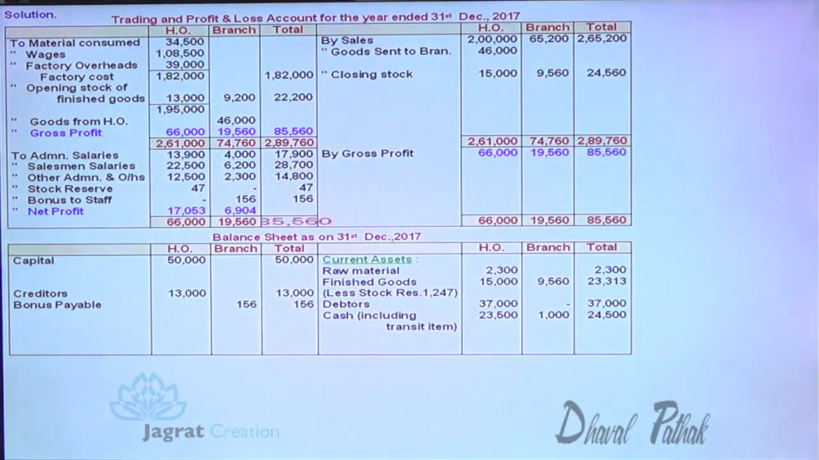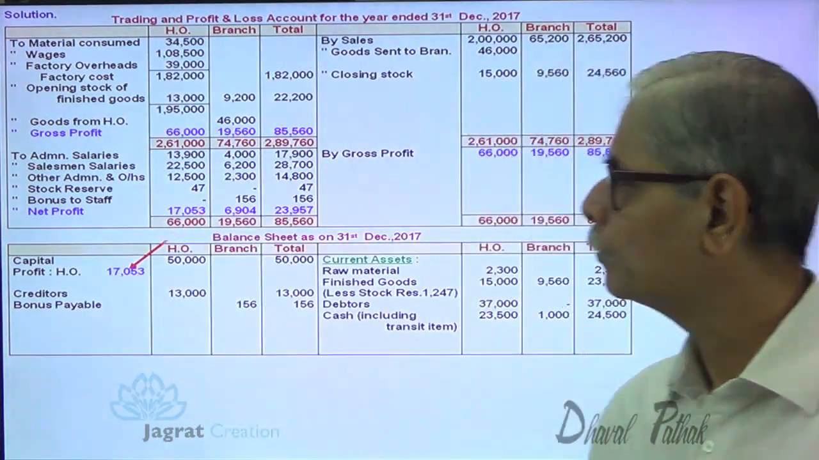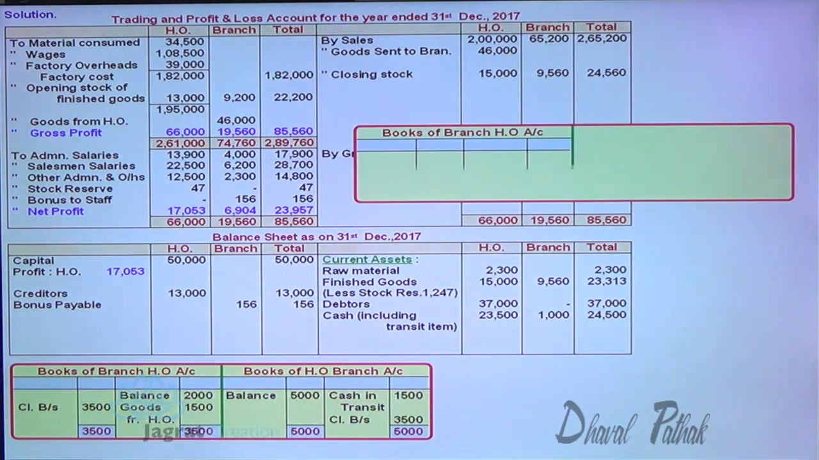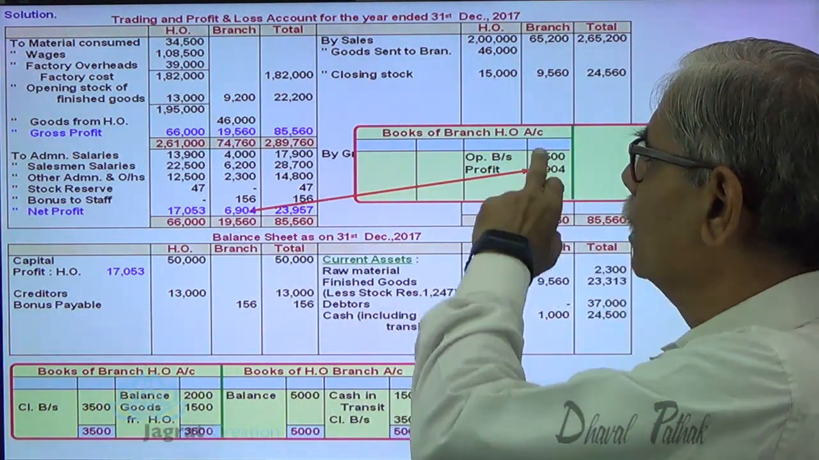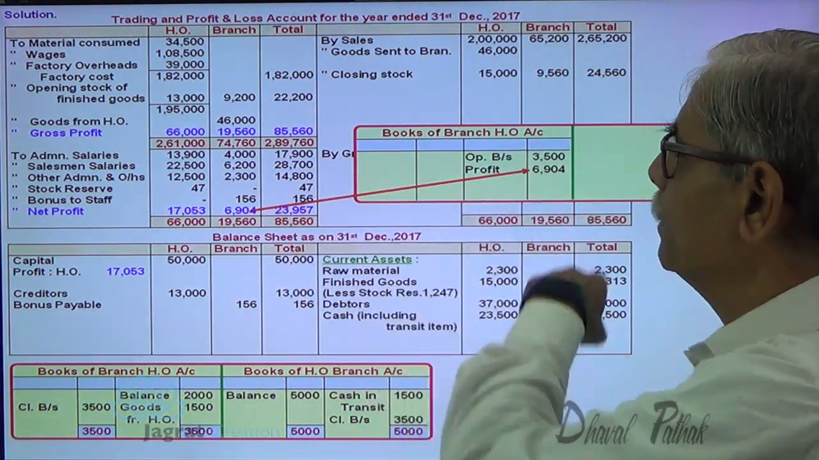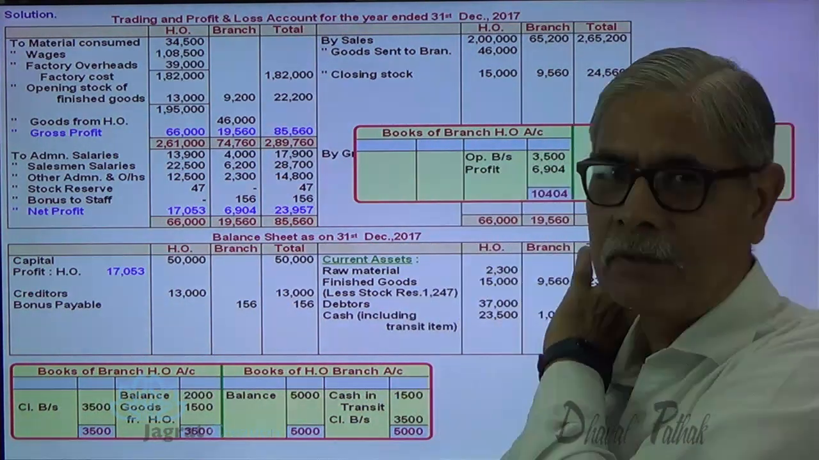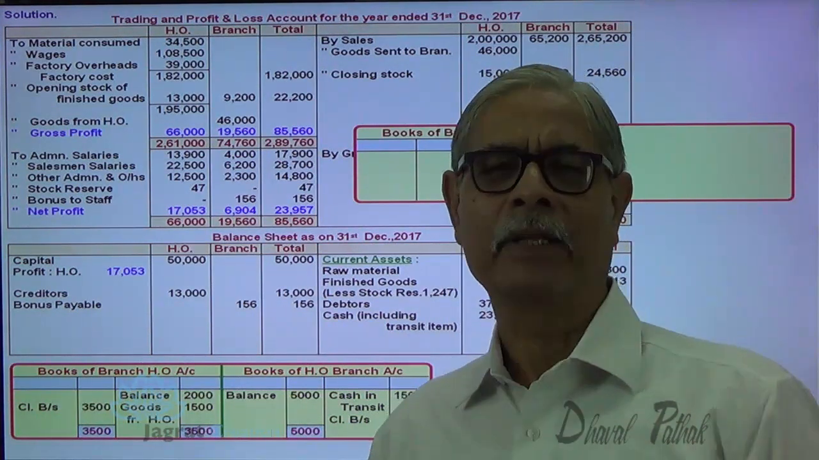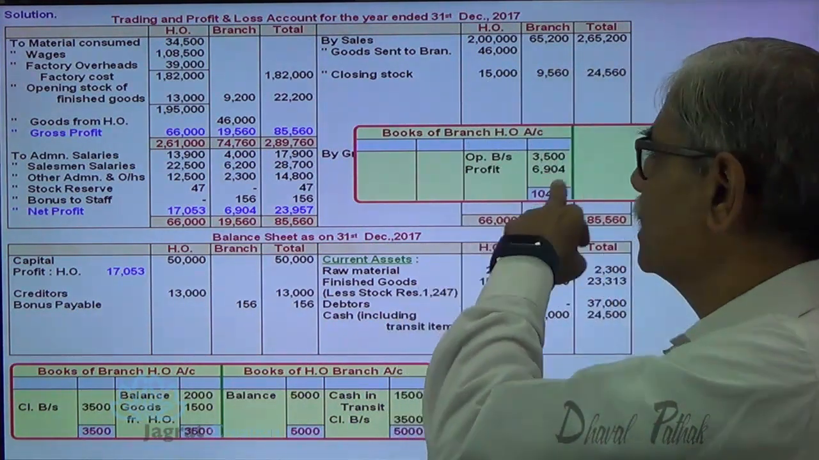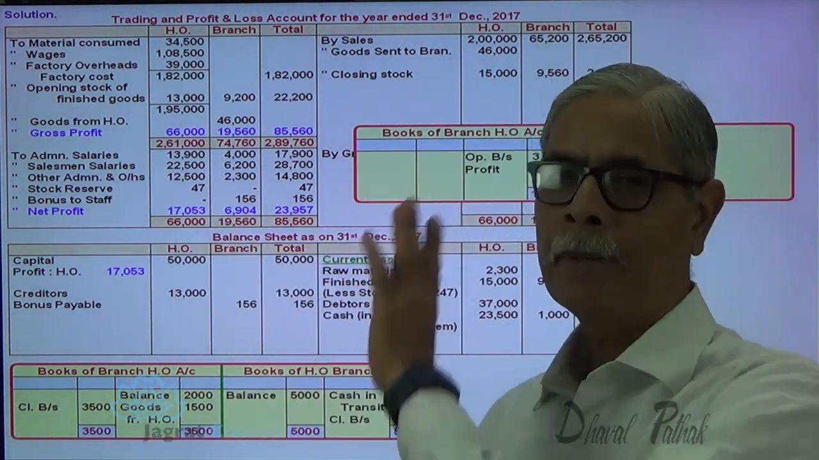So I have already prepared. This is the profit of HO that I write on the inner column. Now for branch, if you remember, I have already prepared the balances in this fashion. So books of branch HO account, the amount profit is transferred to HO. This is the books of branch HO account. Credit balance 3,500. Profit transferred to HO. Profit HO account is just like a capital account in the books of branch. Profit is added to capital, so it's added here. So 10,404 is the HO account balance that will appear on the branch balance sheet liability side.